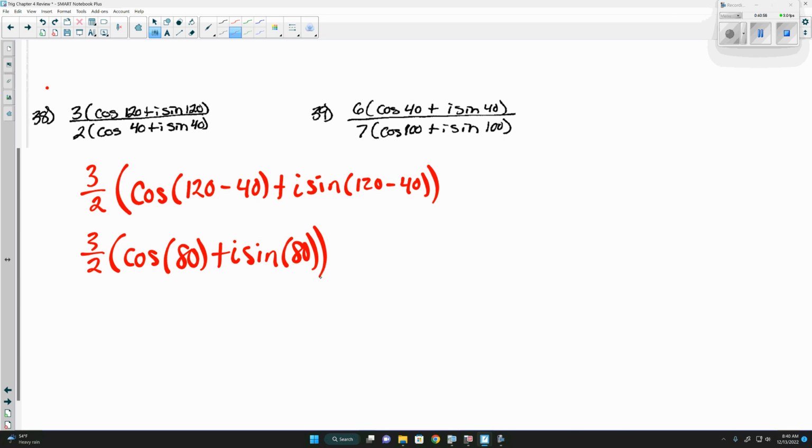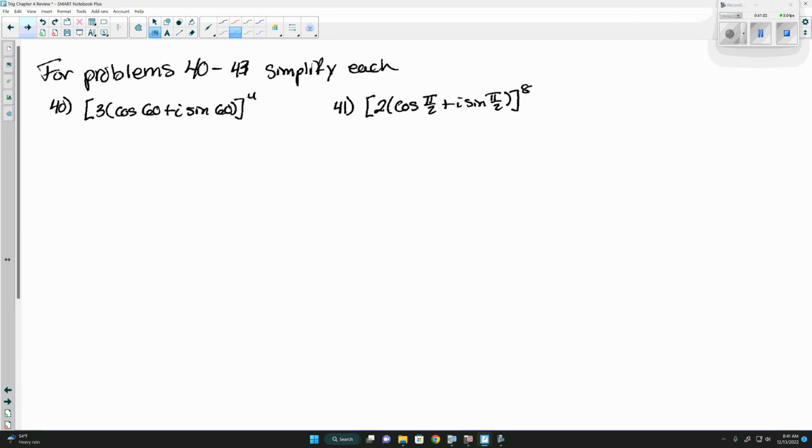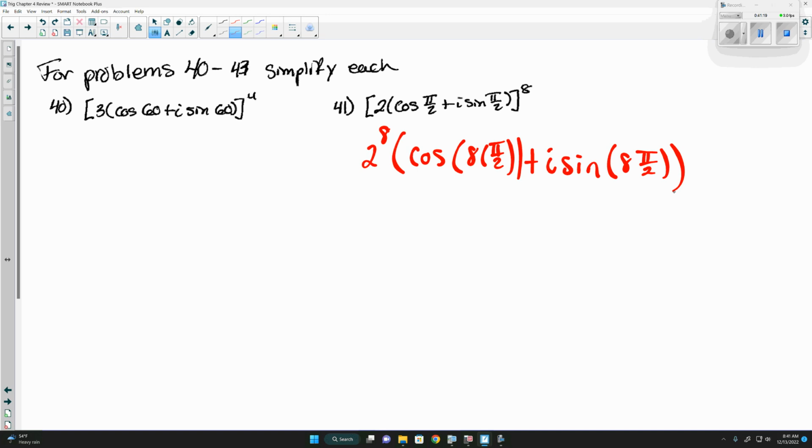Questions on these here? 40 and 41, I'll look at 41, because the formula for this here is r to the n times cosine of n theta plus I sine of n theta, where n is the exponent that we're using.